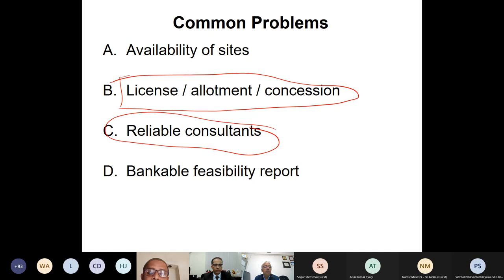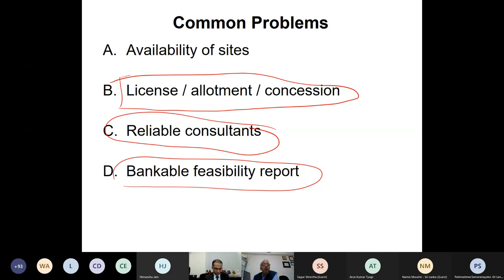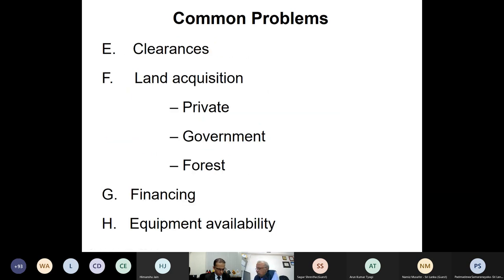Podal can design a hydropower plant very well because he already has a master's in this subject. But at the same time, he requires assistance. He requires a good consultant, good surveyors, good investigators. He requires a good team with him. A bankable and feasible report, a good quality report, actually puts you in a good position. If you do not have a good quality report, it will put you in a highly bad situation. So don't cut short on time for this.